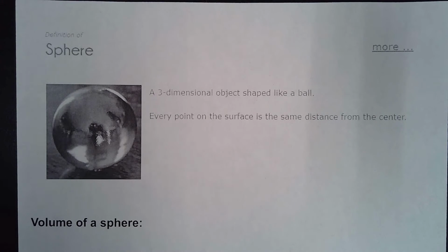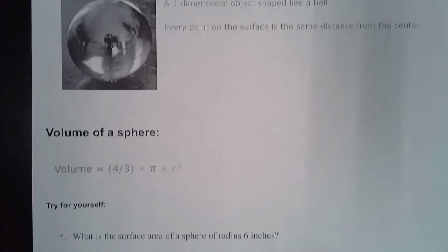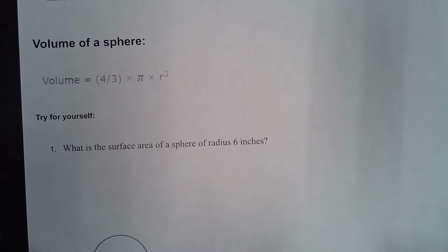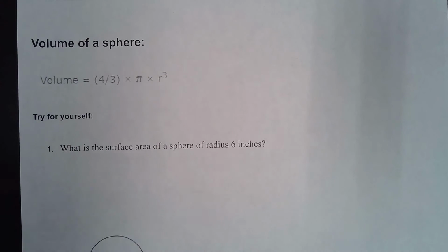So how do we find the volume of a sphere? This equation's a little bit different, not really related to the others as much. So this one's a little bit harder to remember. But our equation for the volume of a sphere is 4/3 times pi times r squared.